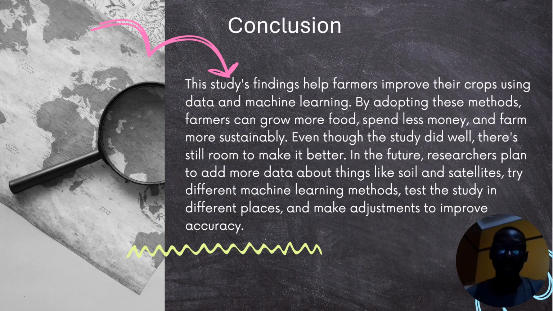Then in conclusion, from the findings, the study helped farmers improve their crops using data and machine learning. By adopting these methods, farmers can grow more food, spend less money, and farm more sustainably. So even though the study did well, there is still room to make it better, and that's what we are trying to do right now. We are looking into their study, and now we are finding means on how we can advance and have better models around them.